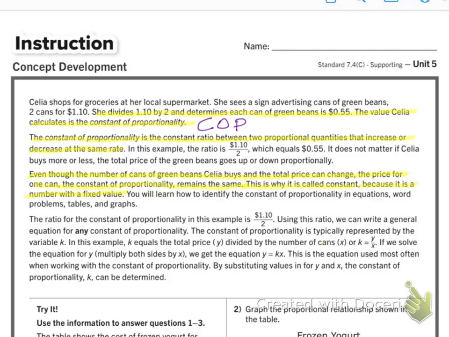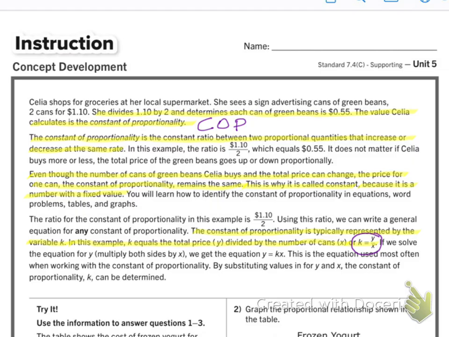Using this ratio, we can write a general equation for any constant of proportionality. The constant of proportionality is typically represented by the variable k. So in this example, k equals the total price y divided by the number of cans, which is x, or k is equal to y over x. So to find that constant of proportionality, we're dividing that y dependent by the x independent.